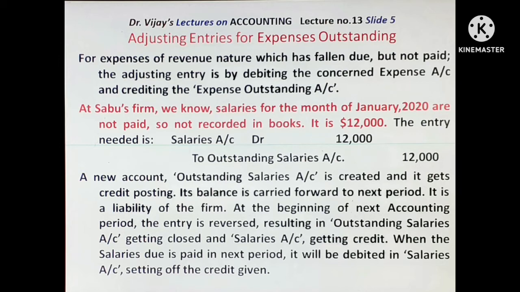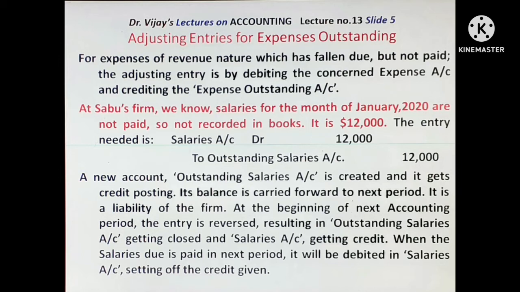At Sabu's firm, we know salaries for the month of January 2020 are not paid, and so they are not recorded in the books. It is $12,000. We are preparing final accounts on 31st January 2020 for the month of January. The entry needed is salaries account debit to outstanding salaries account $12,000. A new account, outstanding salaries account, is created and it gets credit posting. Its balance is carried forward to the next period. It is a liability of the firm.